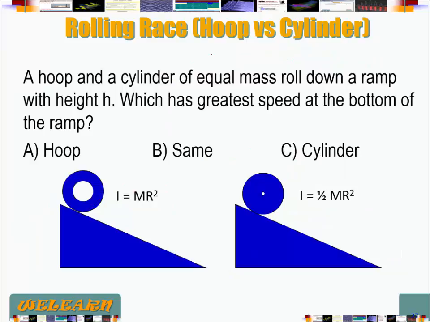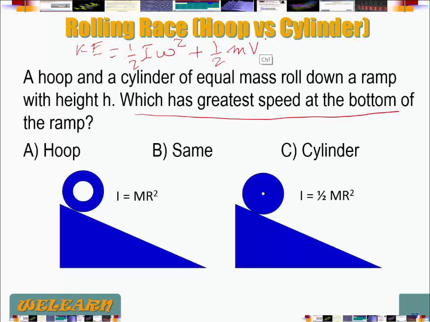However, what about the speed at the bottom? Now it becomes a little more tricky. Kinetic energy at the bottom, what is it equal to? Kinetic energy at the bottom is 1/2 of I omega squared plus 1/2 of m v center of mass squared.